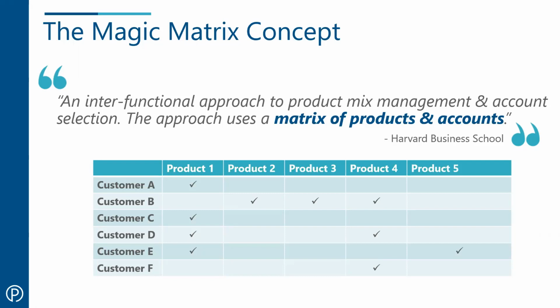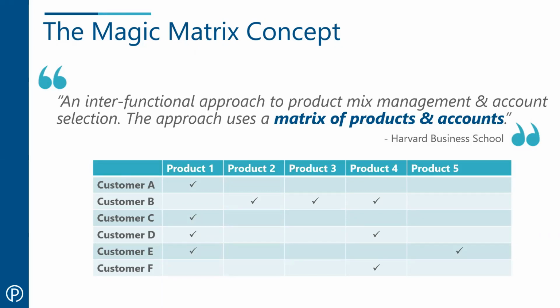So the concept is that the matrix effectively is a list of your customers down the y-axis and a list of your products across the x-axis. And you fill in a tick to say that customer A buys product 1, customer B buys products 2, 3, and 4. And obviously the intention is to identify where the white space is and approach customer A to see if we can sell them products 2, 3, 4, and 5, and try and fill in the whole matrix with ticks so that I've got as many customers buying as many of my products as I can.